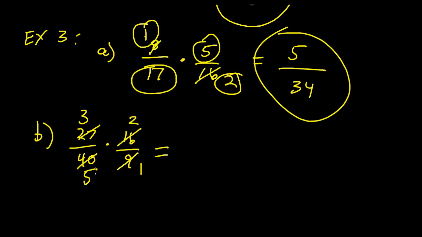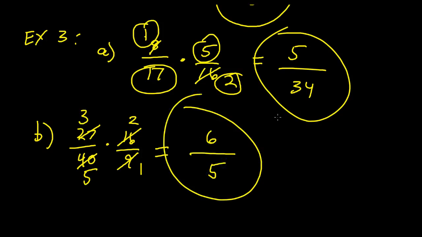All right, so it looks a lot better now. The magnitude of these numbers are all greatly reduced. Upstairs, 3 times 2 is 6. Downstairs, 5 times 1 is 5. 6/5, final answer. All right, that was example 3B in our text.